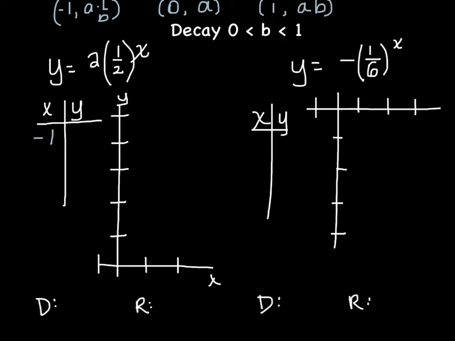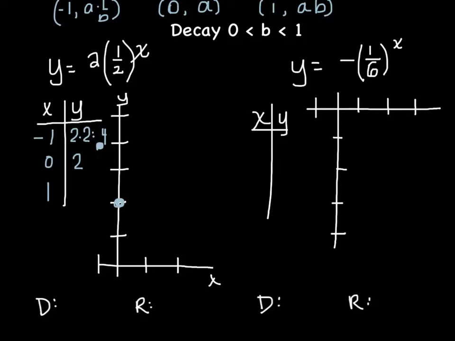So I'm going to plug in negative 1, 0, and 1. If I plug in negative 1, my y is a, 2, times 1 over b, which is going to be 2. So it's going to be 4. Negative 1, 4. If I plug in 0, it's just going to be a, 0, 2. Obviously, a is going to be my y-intercept.